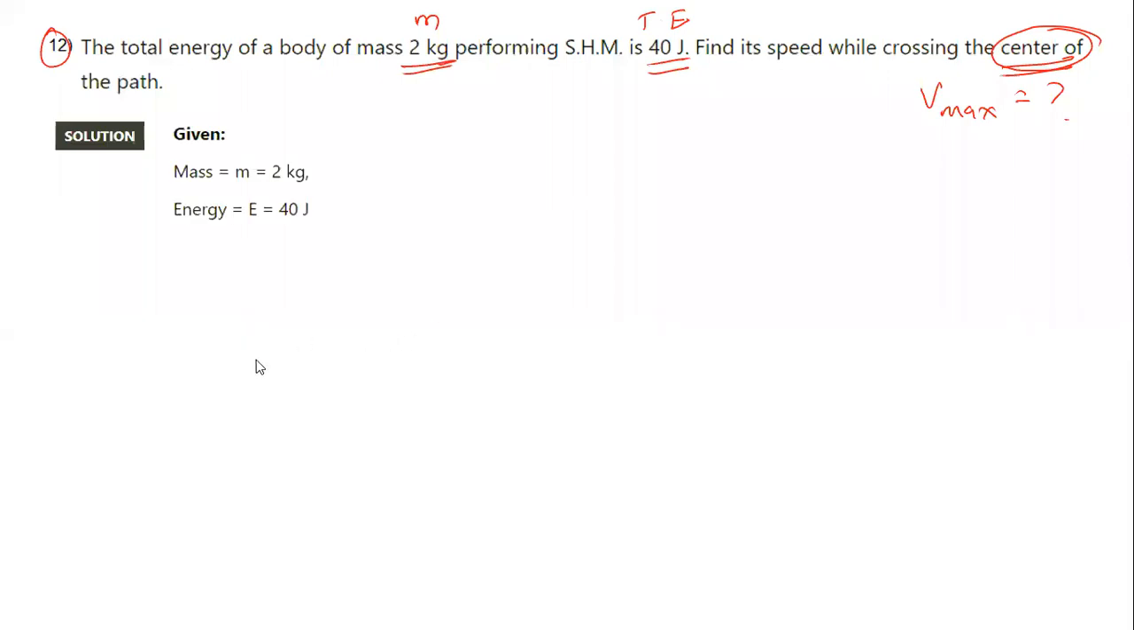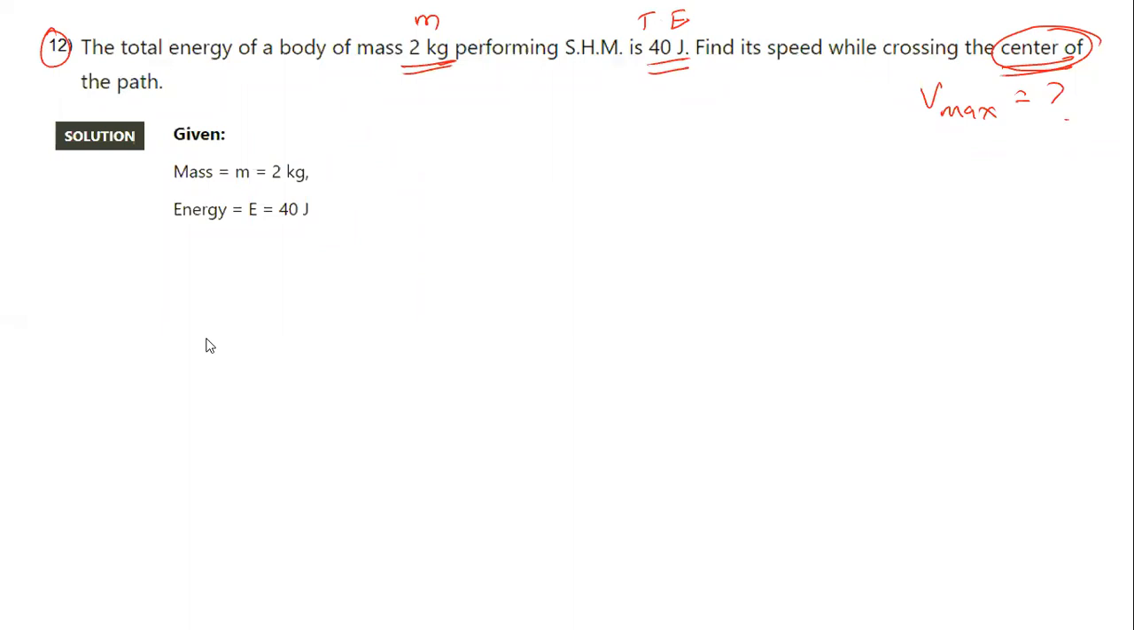Now problem number 12. The total energy of a body of mass 2 kg, so this is the mass, performing SHM is 40 joule. This is the total energy. Find the speed while crossing the center. So speed at the center is the maximum. So you have to find out the maximum speed. So V max is the question mark. Let me write the given here. Mass and total energy are given.